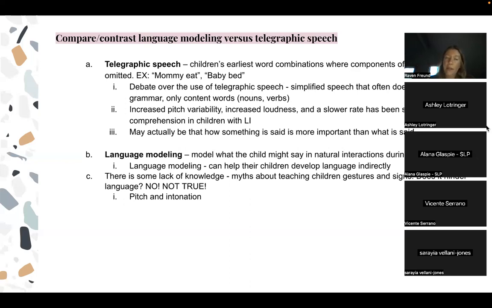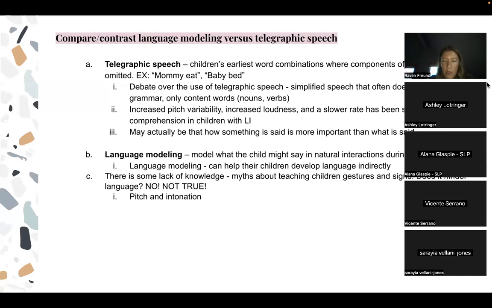Increased pitch. People who are for telegraphic speech would say that the increased pitch, the loudness, and the slower rate has been shown to facilitate language and comprehension. So it may actually be that how something is said is more important than what is said. I do remember reading this article. So it's not really about what is said, but how something is said has an effect on how a child is going to acquire that language.